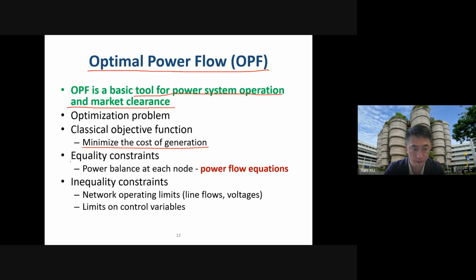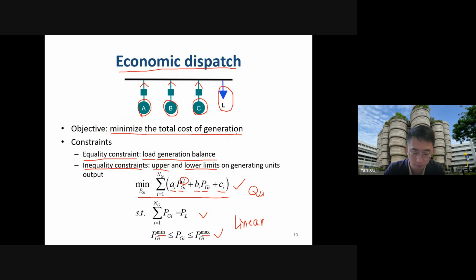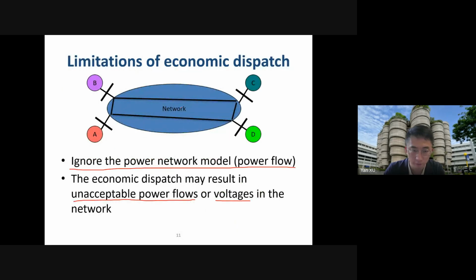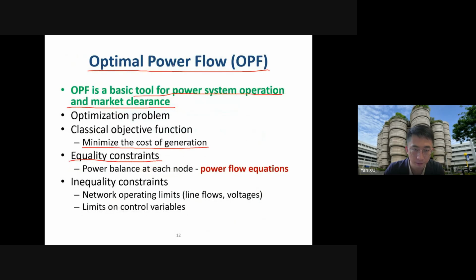However, a very different constraint, a very important difference, comes from the equality constraint. Because for the economic dispatch, we don't consider the power network, right? No power flow model is considered. But for OPF, okay, power flow equations are considered as the equality constraint.